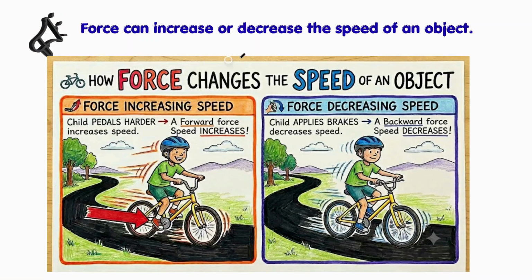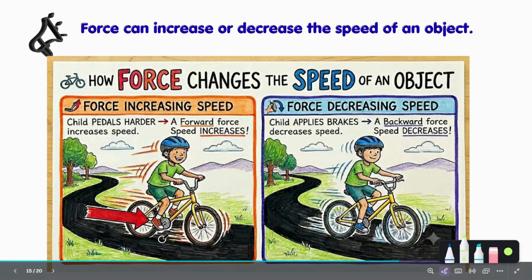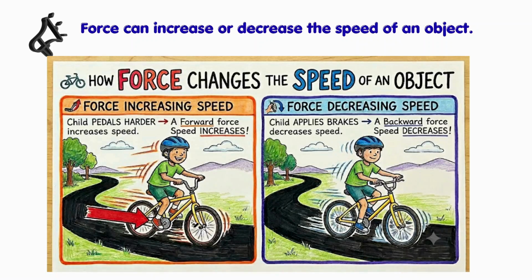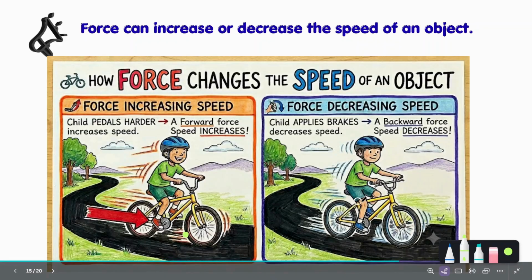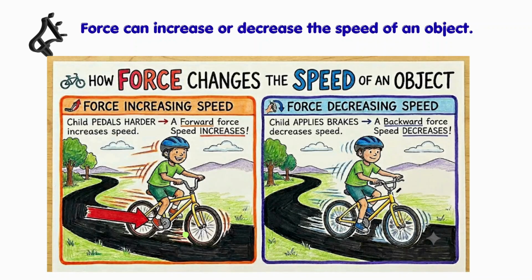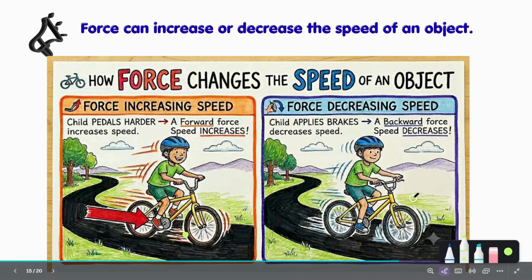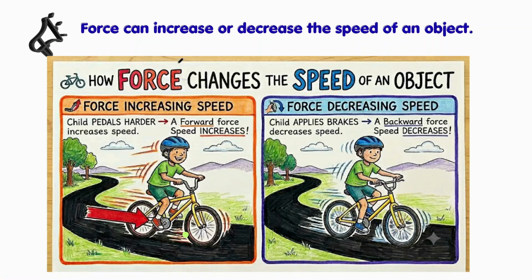Force can also change the speed of an object. You can see a boy is riding a bicycle and he's pushing the pedals. So a forward force is applied and it increases the speed. But in the second picture, as you can see, as he pulls the brakes, the speed decreases because a force was applied in opposite direction. Hence, force can increase or decrease the speed of an object.